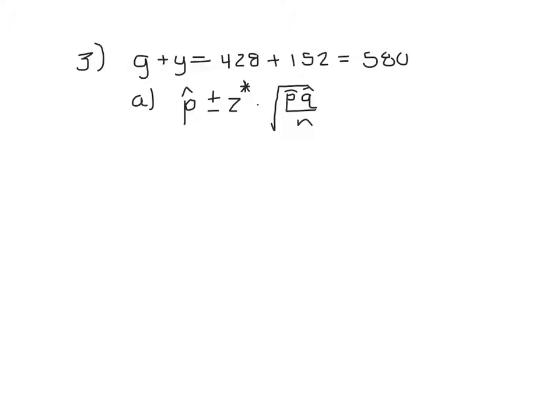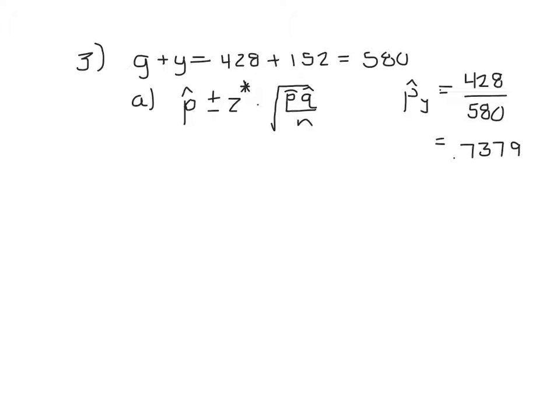And in A, he's wanting you to construct a confidence interval for a proportion of yellow peas. So to get your P hat for yellow, you need to take the number of yellows that were in your sample, 428, and divide by the total number of peas. And if we take 428 divided by 580, we get a sample proportion of about 0.7379.